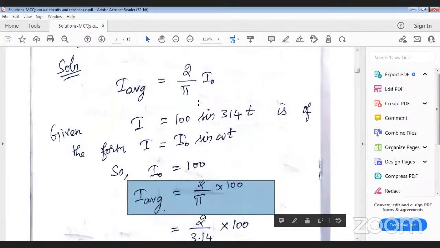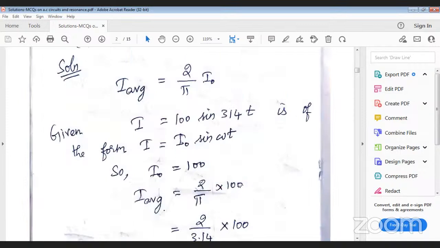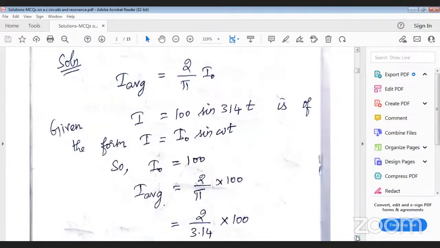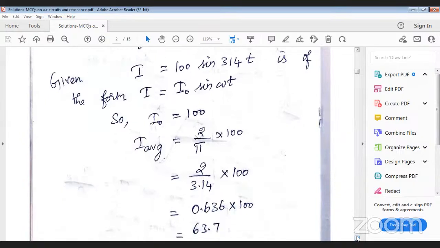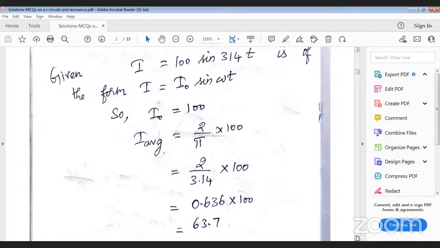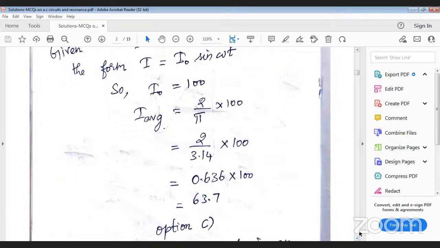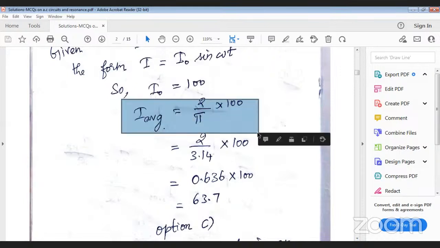So I average equal to 2 by pi into I naught, where I naught is 100. 2 by pi into 100, so 2 by 3.14 into 100, that will be 63.7. That is option C. Just the simple formula I average equal to 2 by pi into I naught. Using that formula, you can always solve this.